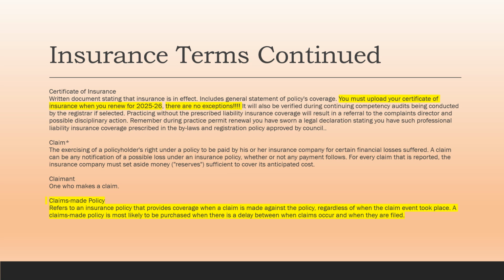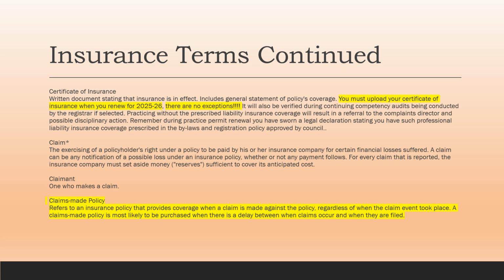A claim is fairly straightforward. It's the exercising of a policyholder's right under a policy to be paid by his or her insurance company for certain financial losses suffered. A claim can be any notification of a possible loss under the insurance policy, whether or not payment follows. For every claim that is reported, the insurance company must set aside money or reserves sufficient to cover its anticipated costs.